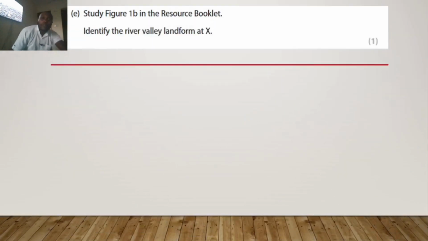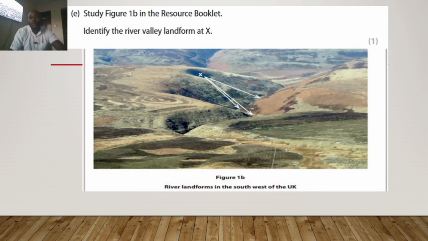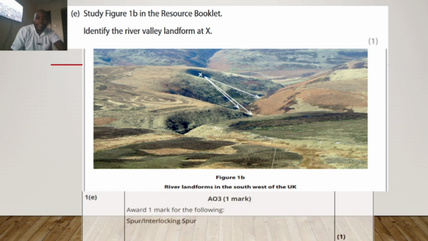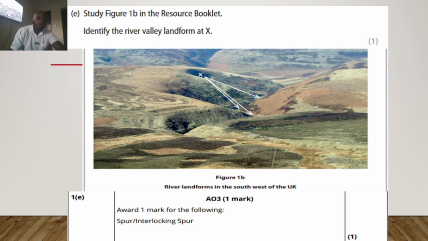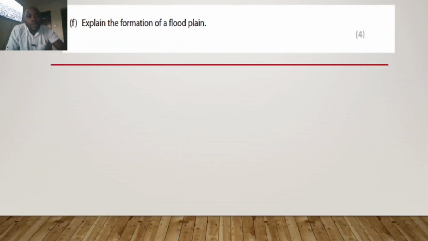Right, now we move to the next question. Study Figure 1B in the resource booklet and then identify the river valley landform marked X. What is that? We just talked about this, so what do you think it is? Those are interlocking spurs. That is it. Some books say just spur, right? Spur or interlocking spur, it's the same. Then we'll go to the next question.